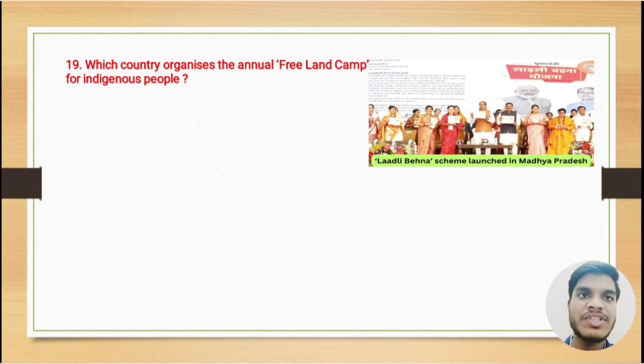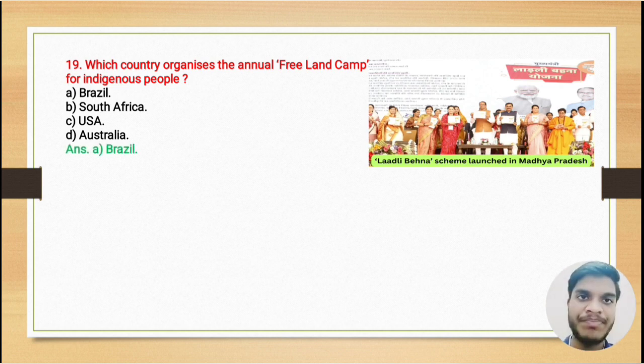19th one, which country organizes the annual Free Land Camp for indigenous people? Option A, Brazil. Option B, South Africa. Option C, USA. Option D, Australia. And the answer is option A, Brazil.